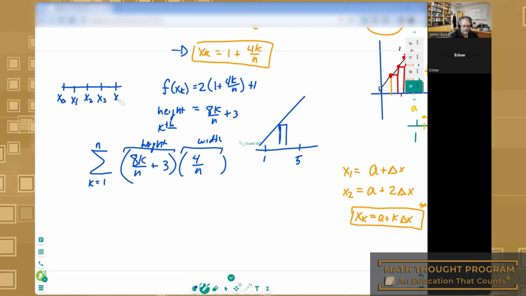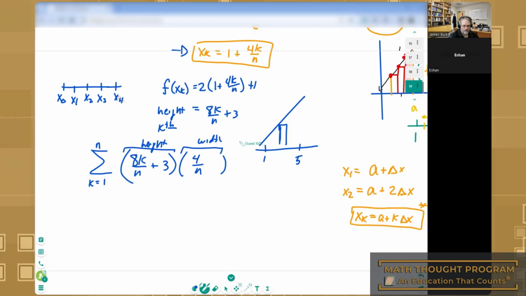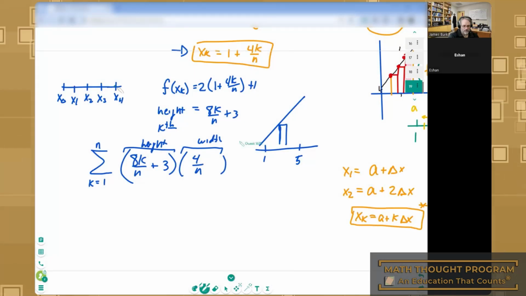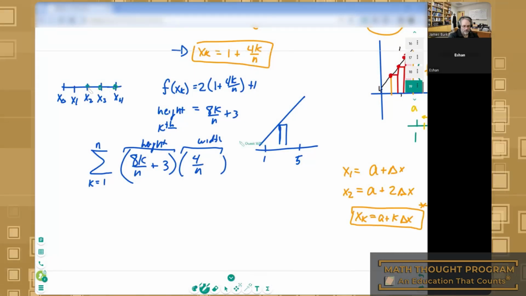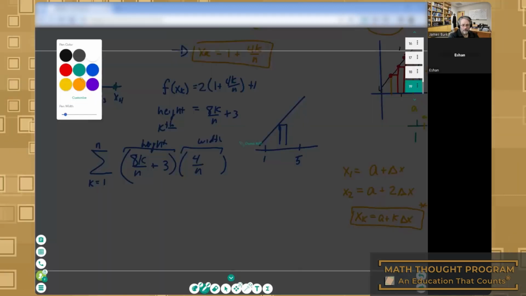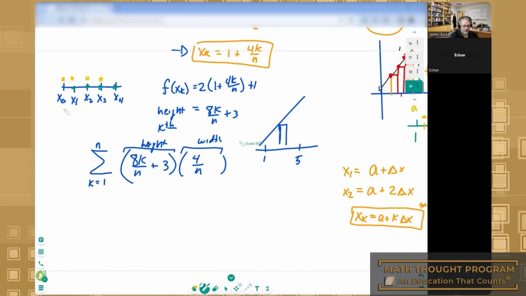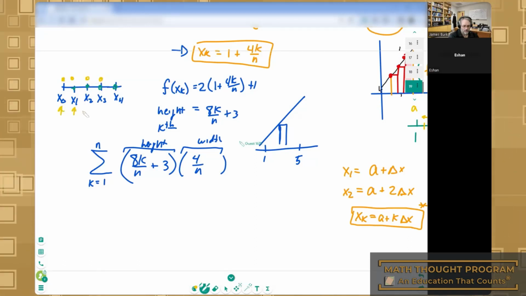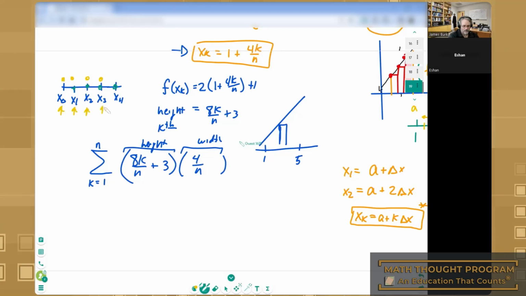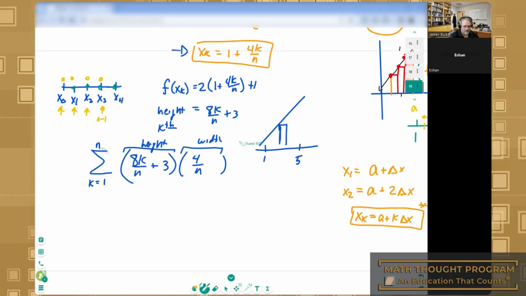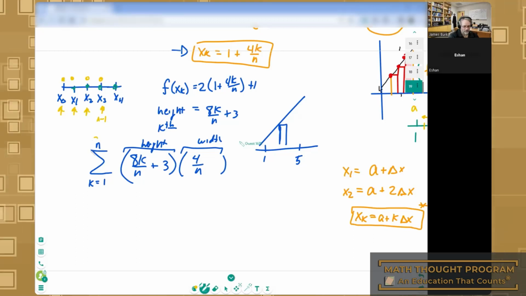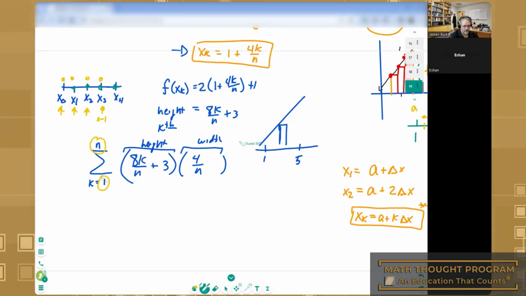And let's go back to n equals 4 to see that. If I'm using the right-hand rule, I'm using these endpoints right there. If I'm talking about the left-hand rule, I'm talking about these endpoints right there. And notice 0, 1, 2, and that's going to be n minus 1. So you can always determine if it's left or right by looking at the series, based upon your upper value and your lower value.